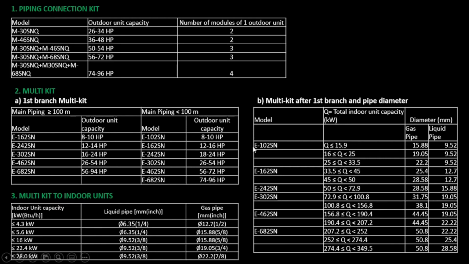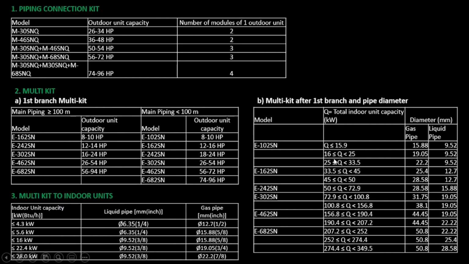E682 SN. For the second table, that's for multi-kits after the first branch. If the total indoor capacity is less than or equal to 15.9 kilowatts, then the right liquid pipe size to use is 9.52 millimeters, while the right gas pipe size to use is 15.88 millimeters. If the total indoor capacity is between 16 and 25 kilowatts, then the right liquid pipe size to use is 9.52 millimeters, while the right gas pipe size to use is 19.05 millimeters.